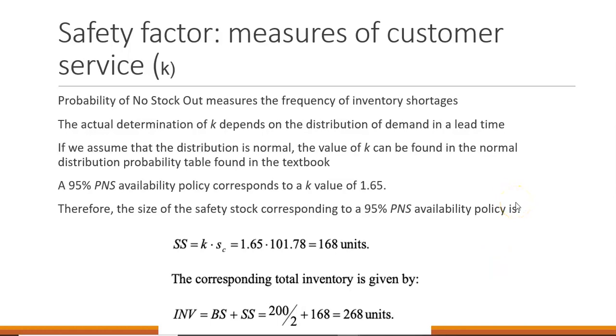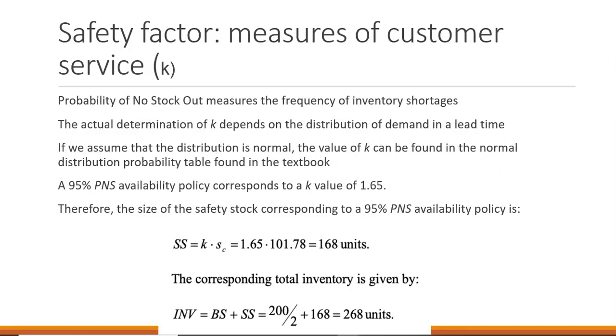So look at the probability of no stock out. We're measuring the inventory shortages. So our actual K, or that safety factor, depends on our distribution of demand and lead time. So how long does it take for stuff to get to us, and how much does that fluctuate. So if we assume a normal distribution, then we can use a normal distribution probability table from our textbook.